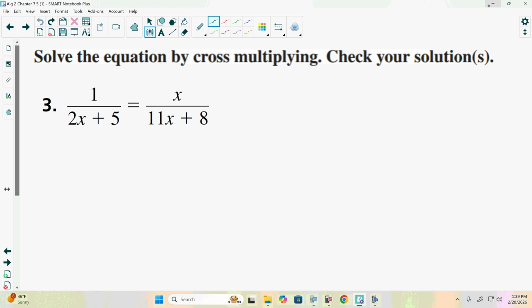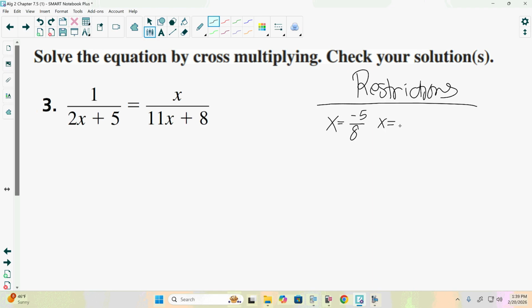What we're starting with is, well, we're just picking up where we left off yesterday. So we have 1 over 2x plus 5 is equal to x over 11x plus 8. Restrictions. Okay, so I'm not going to give them to you here. We're going to actually look at them. So restrictions for rational equations is any value of x that would make the denominator be 0.